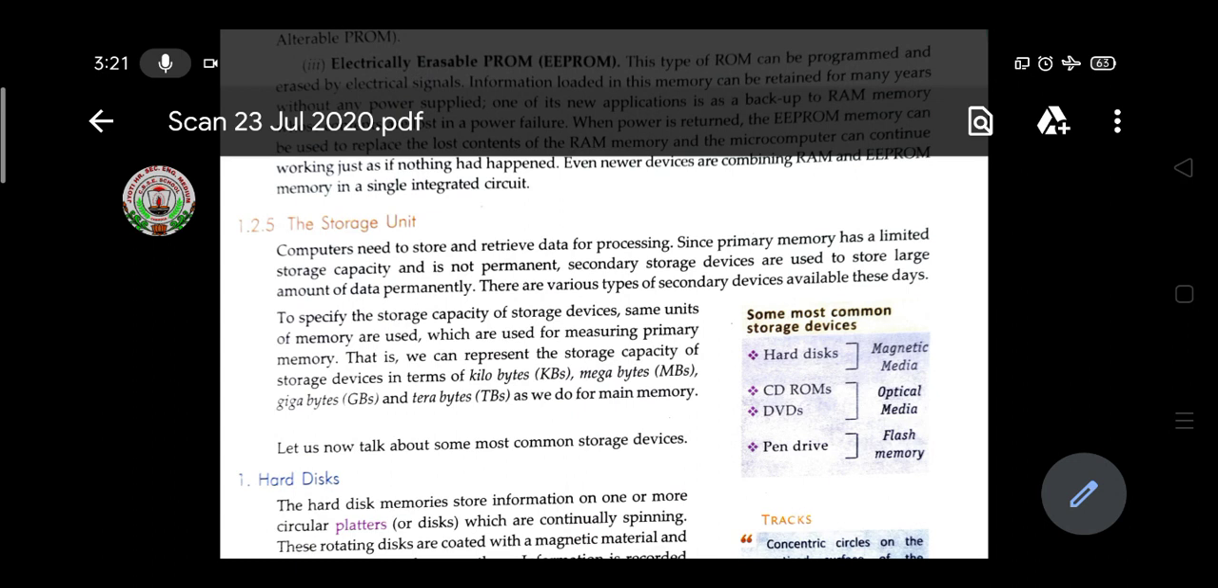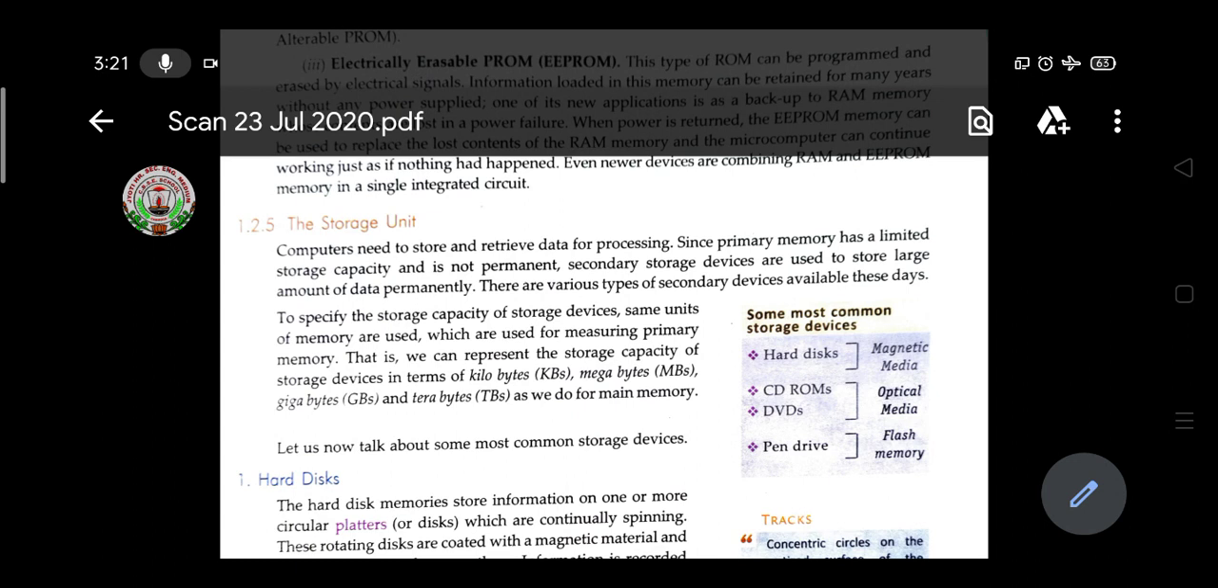2020-21. So, students, today we'll learn the storage unit. The storage unit, you know about this storage unit. The storage unit is used to store data. Computers need to store and retrieve data for processing.